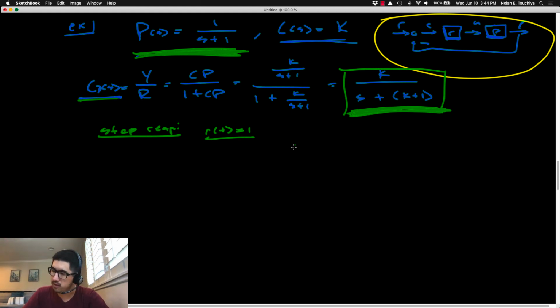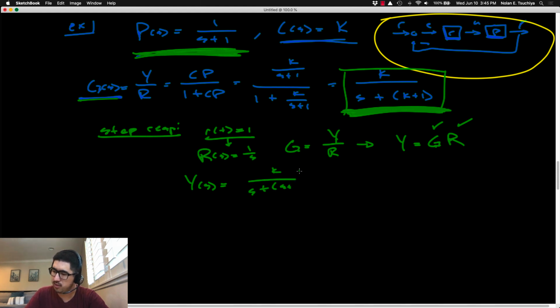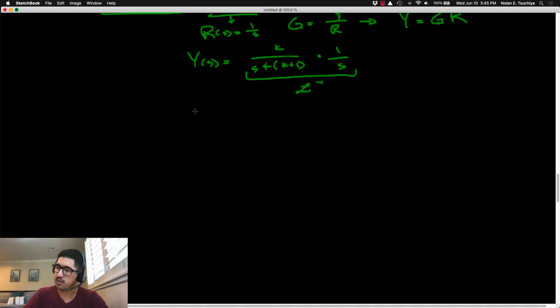G is equal to the transfer function from R to Y. The forced response says I can compute the output in terms of G and R. Now I have G of S, that's this right here. I need R of S, which I can get by taking the Laplace transform of little r of t, so it's going to be 1 over S. So big Y of S is equal to G times R, where G is K over S plus K plus 1, and big R of S is 1 over S. I'm going to take the inverse Laplace of this so that I can compute my actual step response, which is little y of t.